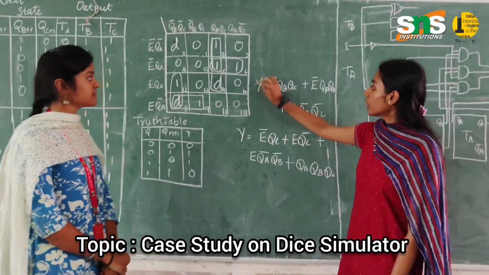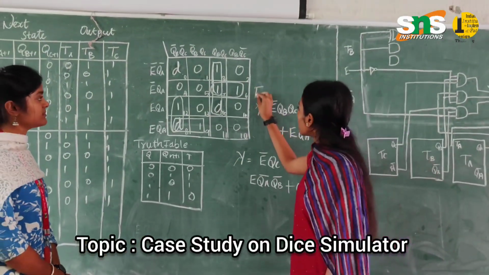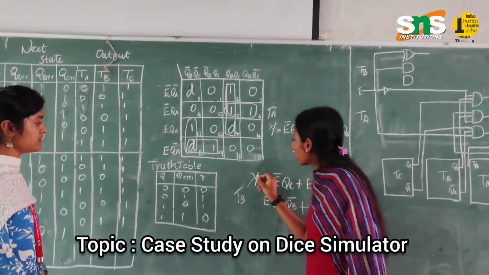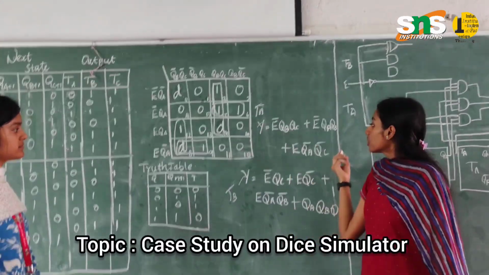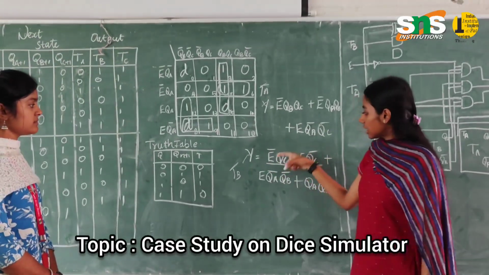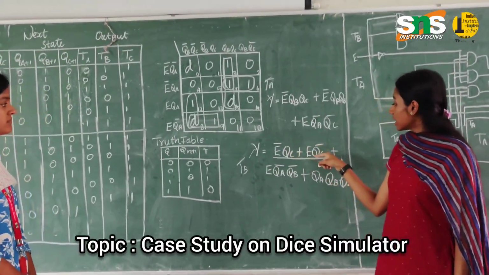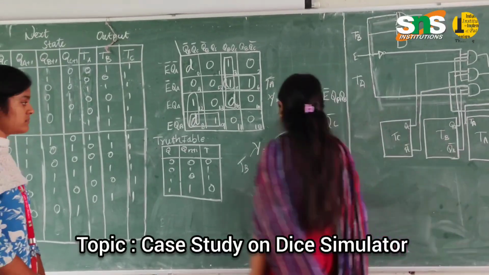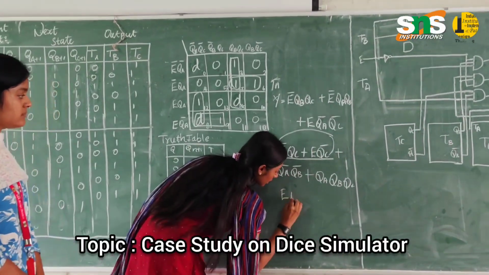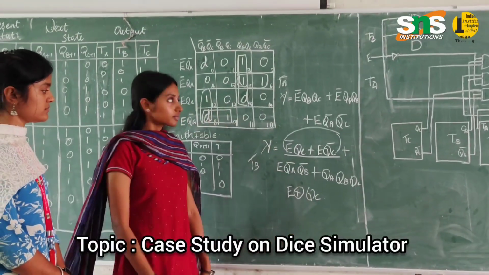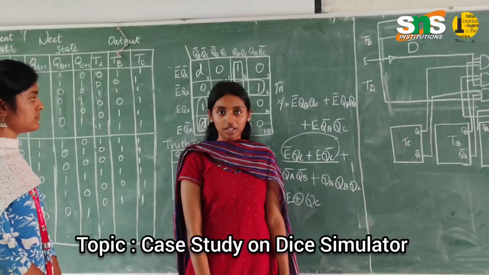We have derived two equations, TA and TB, from the K-maps. Here we can see there is E bar QC plus E bar QB complement. So we can rewrite this as E bar times complement of QC. Next we can move to the logic gates.